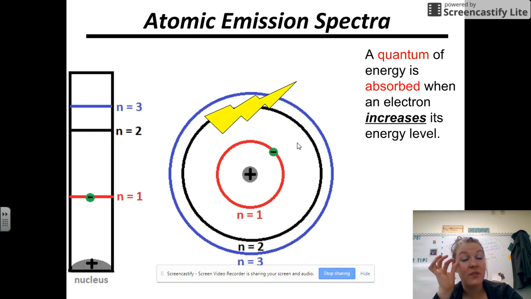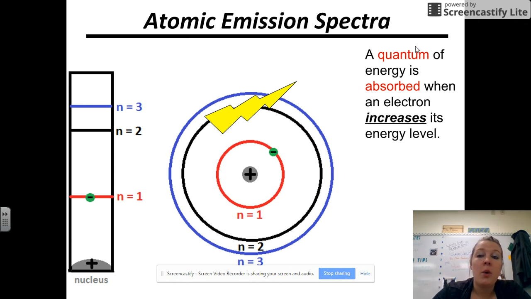Now you guys have done a few practice problems in your notes, and we're almost done. We're going to be talking about the idea of atomic emission spectra. An atomic emission spectrum, as you'll learn in the flame test, is something that is unique to each element. It's like a fingerprint for each element.